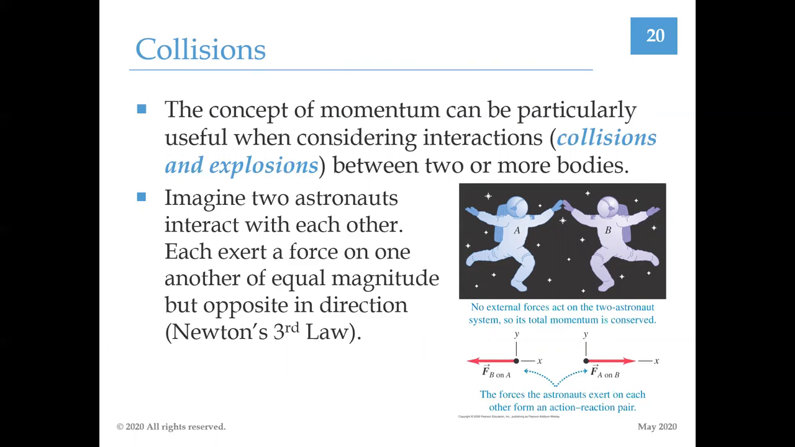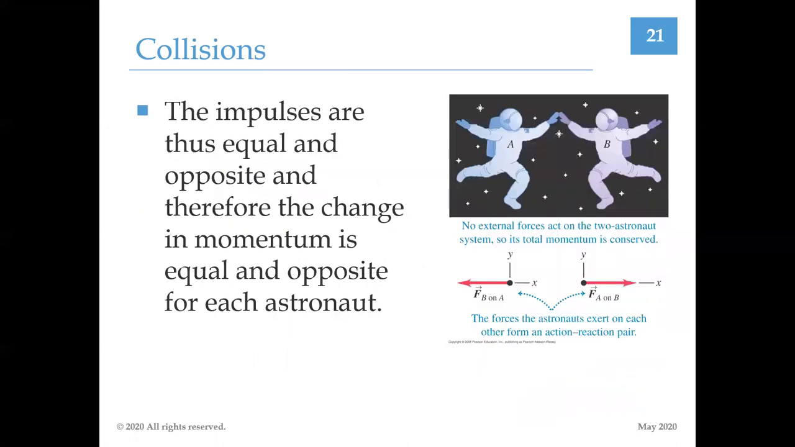The system we see, its total momentum is conserved, meaning the only forces acting on the astronauts are the forces that they're imparting on one another. The forces the astronauts exert on each other form an action-reaction pair. As you can see, astronaut A pushes on astronaut B, who pushes on astronaut A, and they experience the same force but in opposite directions. So the impulses are equal and opposite, therefore the change in momentum is equal and opposite for each astronaut.